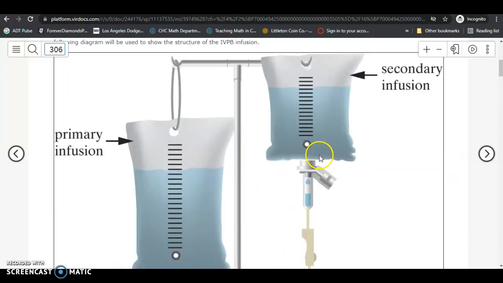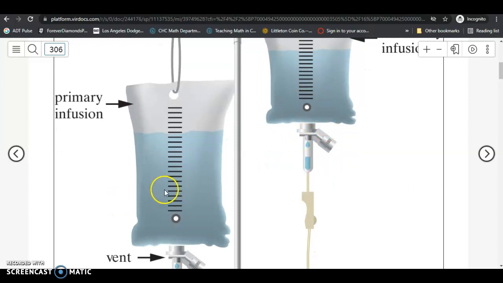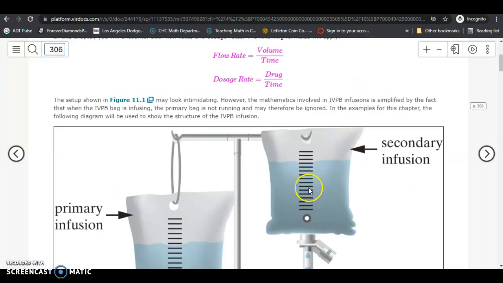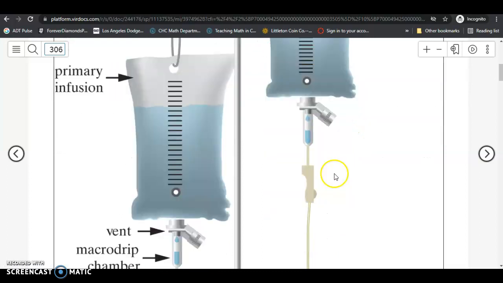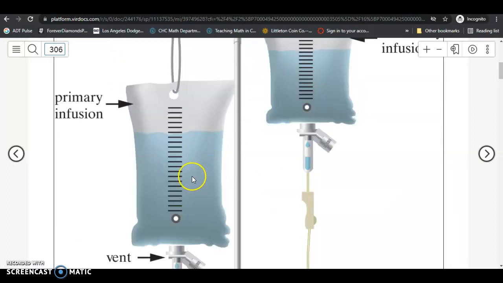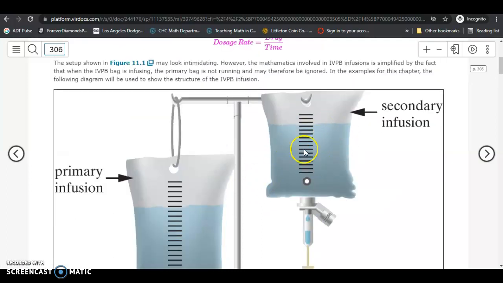It talks about how if you do an IV piggyback, the primary infusion does not start until the secondary infusion is finished. So once the secondary infusion is finished, then the primary infusion can start. So this is an example of an IV piggyback.